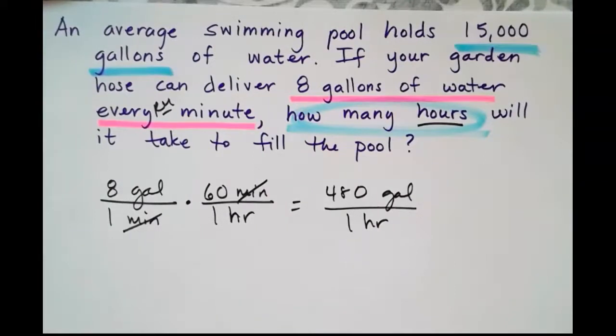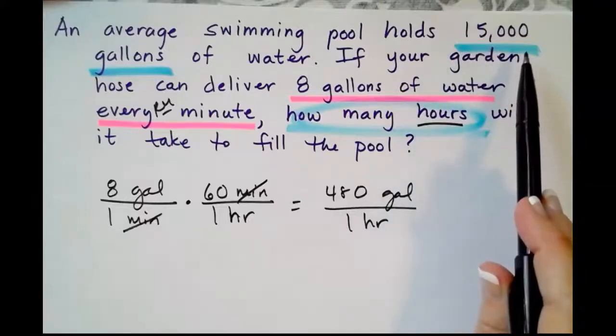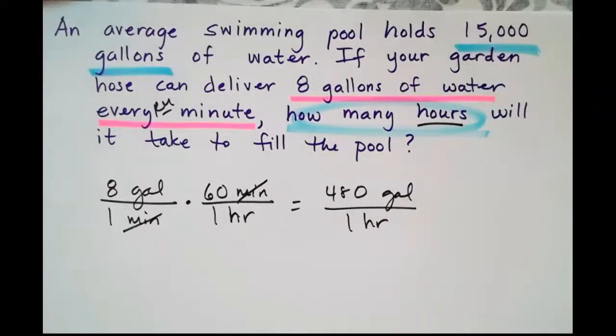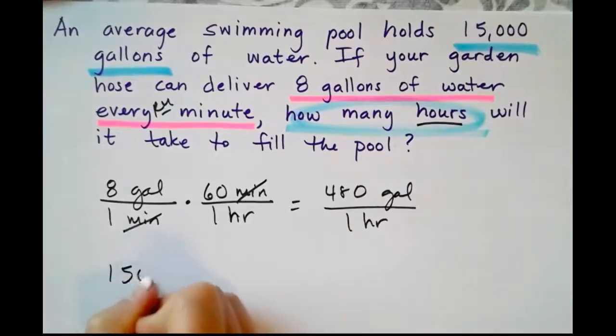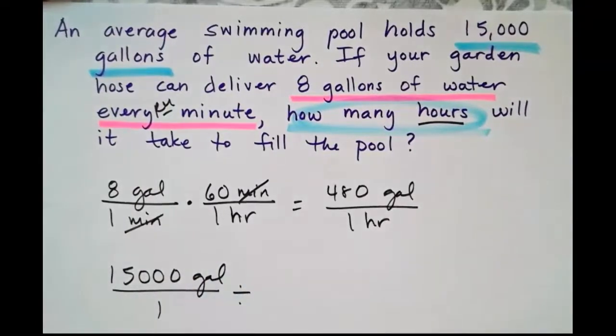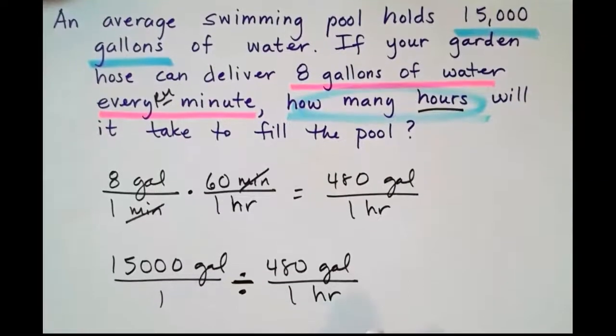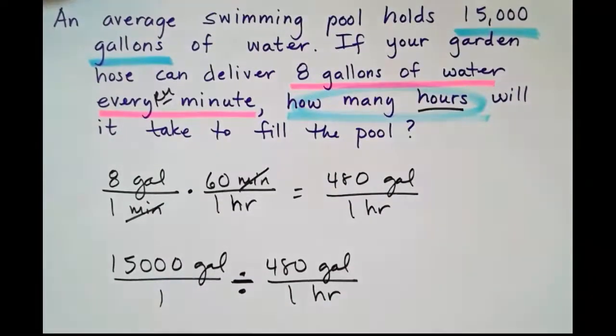So because of that, you never want to leave the hose on in your backyard. That would waste a lot of water. So let's think about this. We want to fill the pool. The pool holds 15,000 gallons. We want to know how many hours. Well, we want to fill 15,000 gallons. And we're going to divide that by the number of gallons per hour. So 480 gallons per hour. So we're dividing because we want to know, well, how many hours is it going to take to actually fill this swimming pool if we already know how big the pool is.